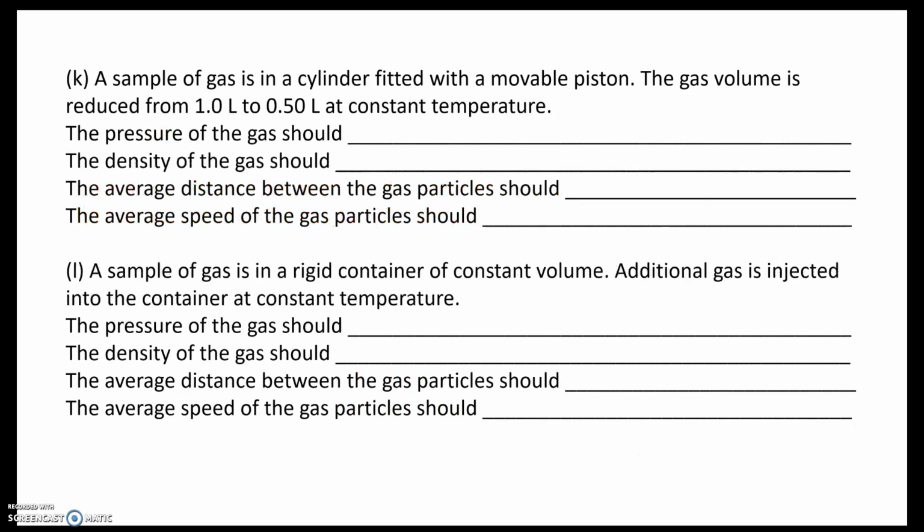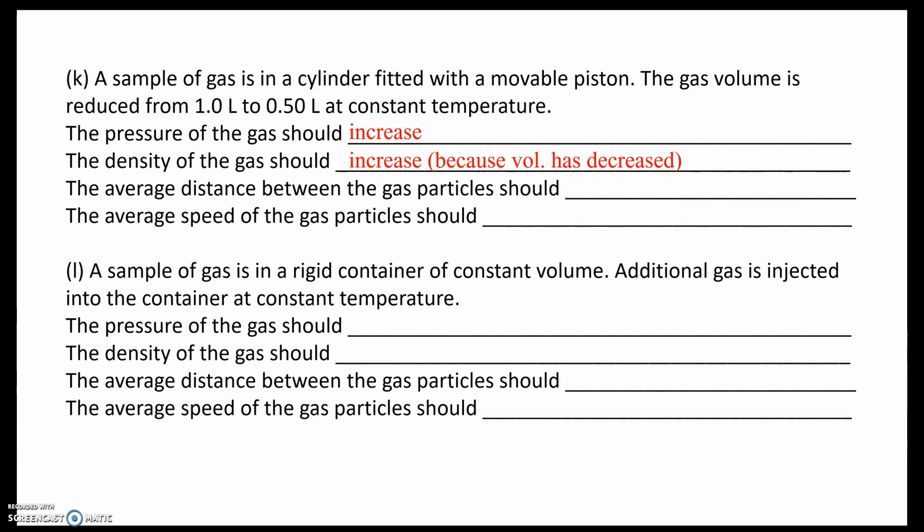Okay? Now let's look at the next one, K. A sample of gas in a cylinder is fitted with a movable piston. The gas volume is reduced from 1 liter to 1/2 of a liter at constant temperature. The pressure of the gas should go up. I'm making the volume smaller, so the pressure should go up. The density of the gas should increase, and that's because the volume has decreased. The mass has stayed the same.